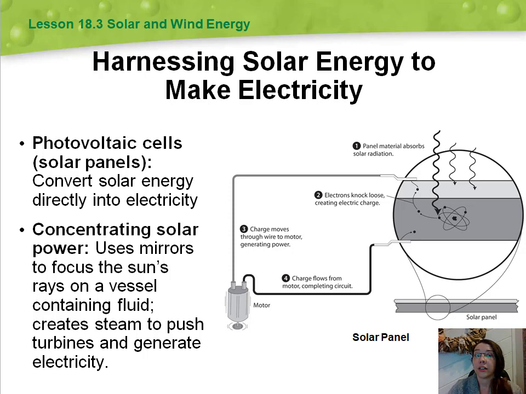Concentrating solar power. You probably think of a mirror as something you use to check your appearance before you go out, but mirrors can actually be used to generate electricity through concentrating solar power. Concentrating solar power, or CSP, is a technology that uses mirrors to focus sunlight in order to generate electricity.